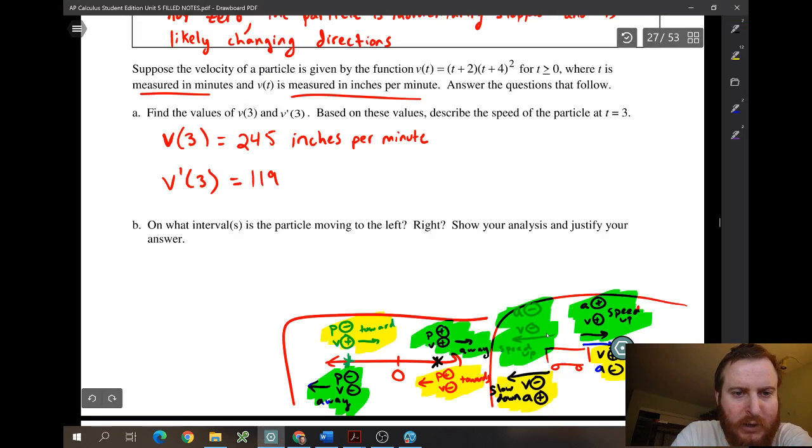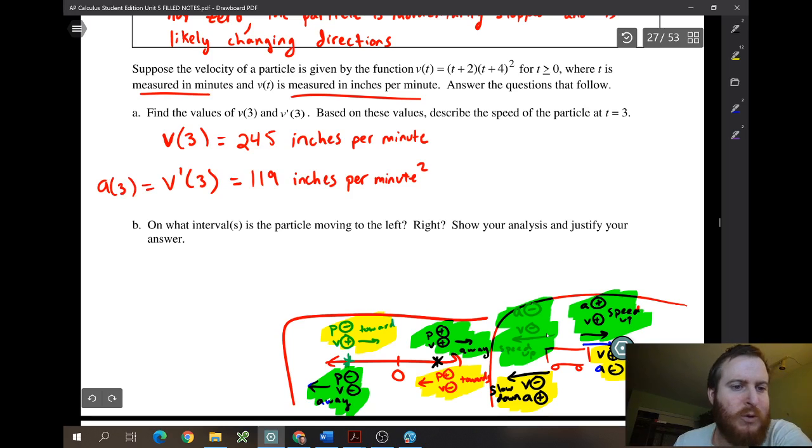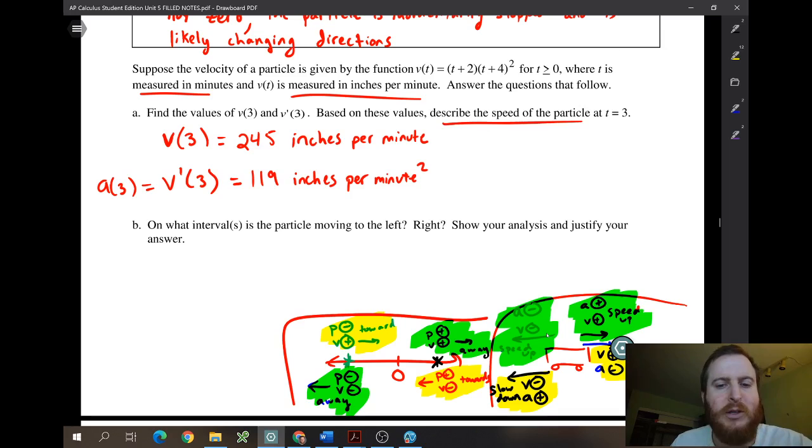Now, we took the derivative. So instead of 119 inches per minute, we're going to have 119 inches per minute squared. And that should make sense because what is the derivative of velocity? It actually is the acceleration. So that v prime of 3 is the same as the acceleration at time 3. So now we want to describe the speed of the particle. When they ask us to describe the speed, they're asking us, is it speeding up or is it slowing down? So because they're both positive, we said when they're both positive, the particle will be speeding up.